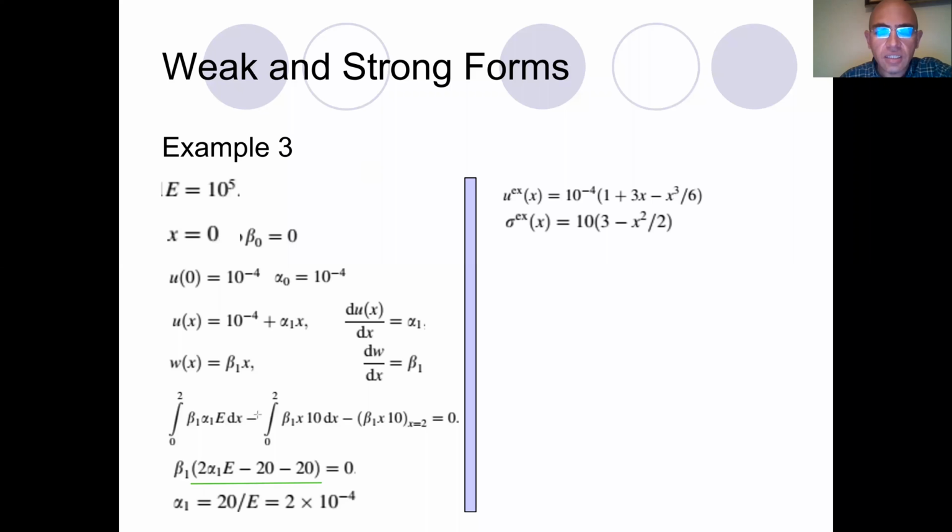So I can easily calculate it, because if I substitute 10 to the power 5 in place of e, I will obtain 2 × 10 to the power minus 4 for alpha 1. Now, the exact solution for this expression is 10 to the power minus 4 multiplied by 1 plus 3x minus x cubed divided by 6. And sigma, the stress for this problem, is 10 multiplied by 3 minus x squared divided by 2. So the du/dx multiplied by e. Okay.